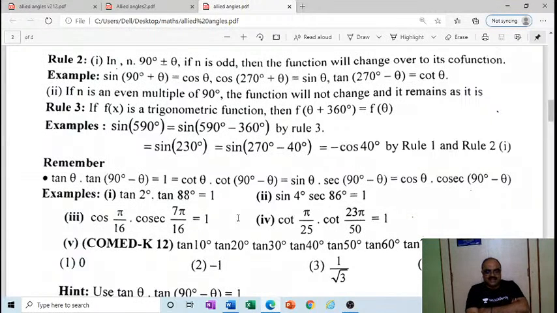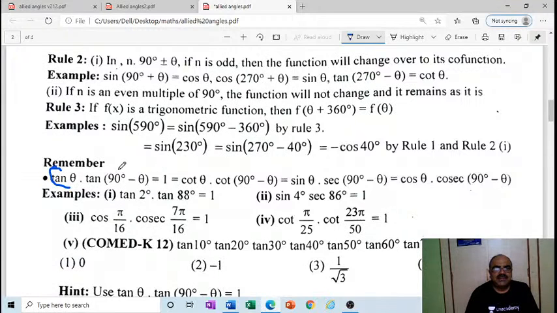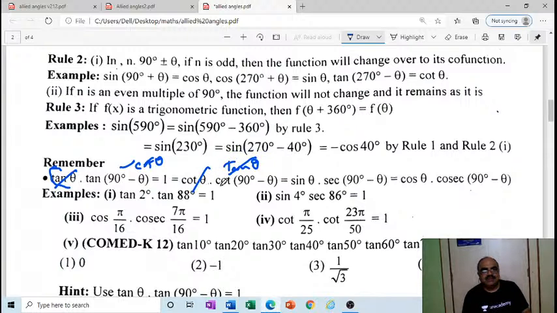Remember one very important identity. Tan theta into tan of 90 minus theta is equal to 1. Tan of 90 minus theta will be cot theta, and tan theta cot theta cancels, we get 1. Similarly, cot theta into cot of 90 minus theta is tan theta, and cot theta tan theta cancels, it is 1.